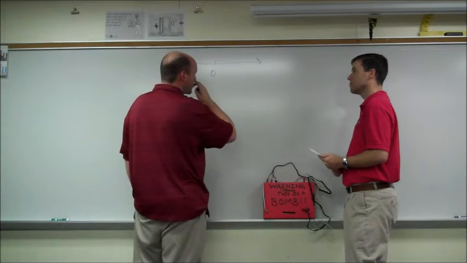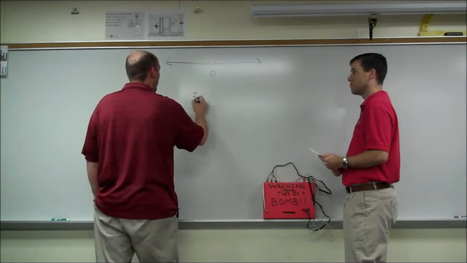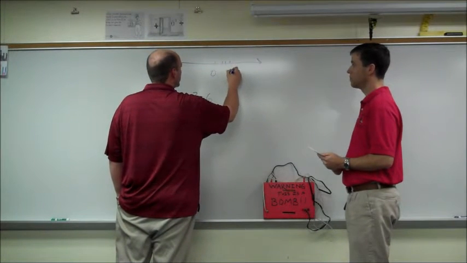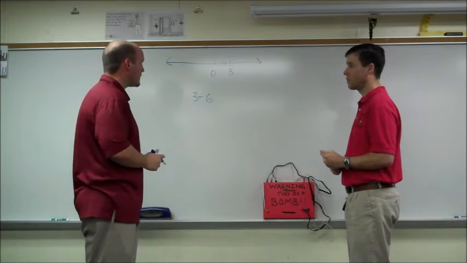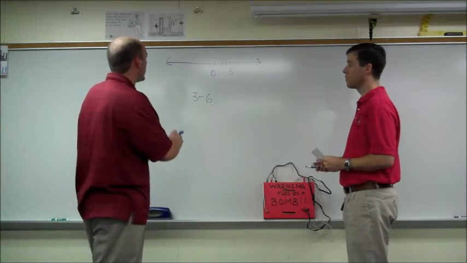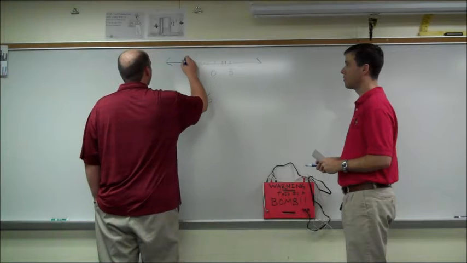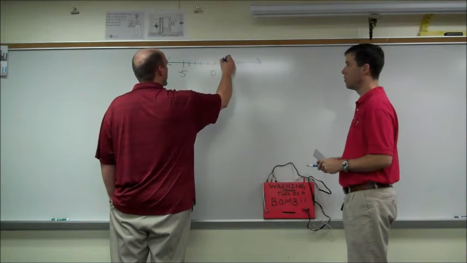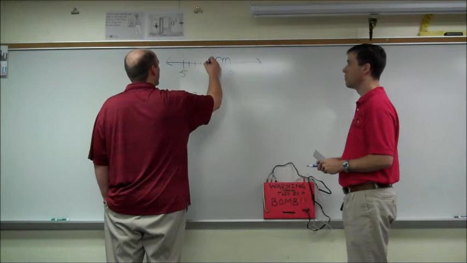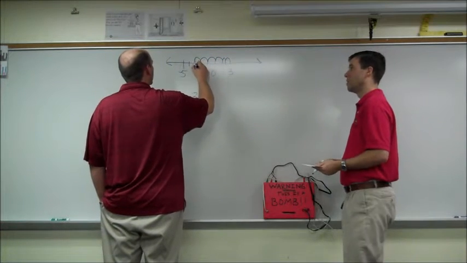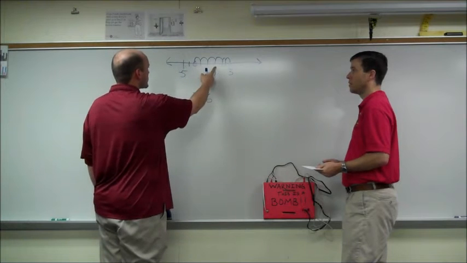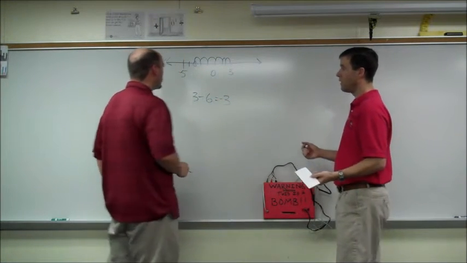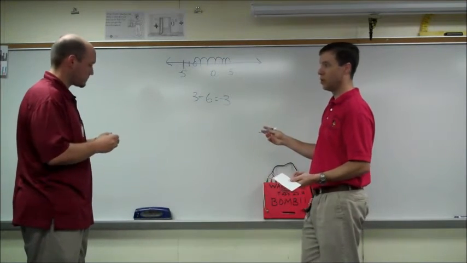So if I was doing 3 minus 6, 3 would be over here. If I'm subtracting 6, that means I'm going to be going 6 places to the left. So I would start here at 3 and go 6 to the left. 1, 2, 3, 4, 5, 6. So what number is that? Well, it's 3 to the left of 0, so that would be negative 3. That's really cool, because that's something they can easily do on a test.